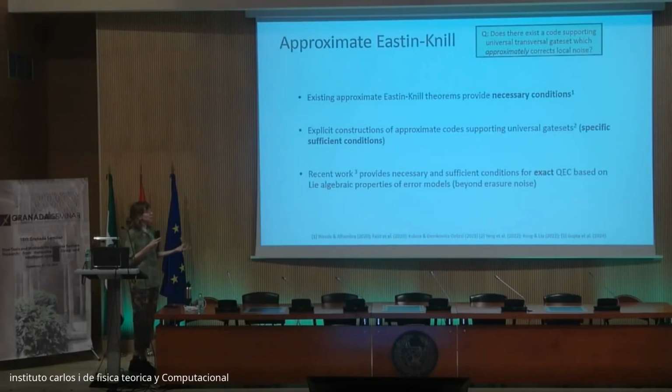And so what would be nice is to have an approximate Eastin-Knill theorem that's both necessary and sufficient. And that's where this work comes in. Before moving on to that, I'll also shout out this recent work, which is very nice, and they provide these general necessary conditions on exact error correction based on essentially the algebraic properties of different error models beyond erasure.